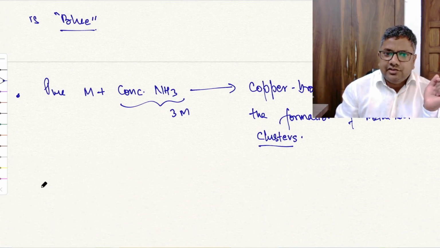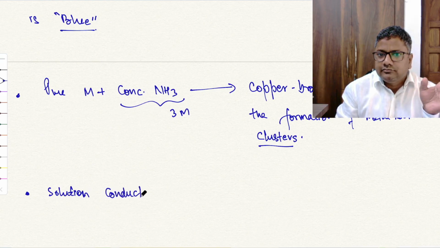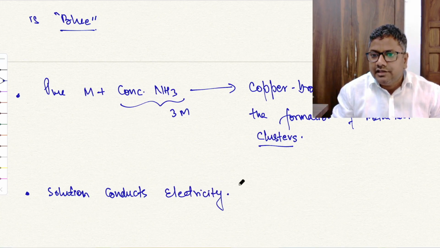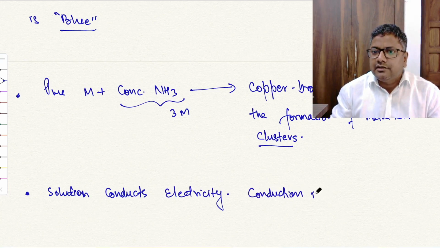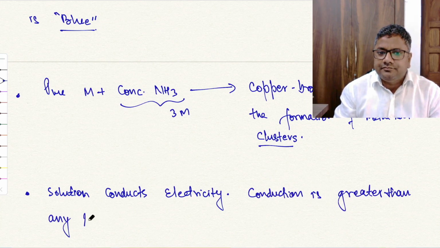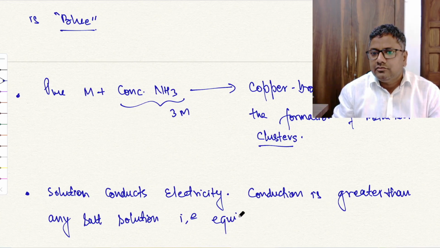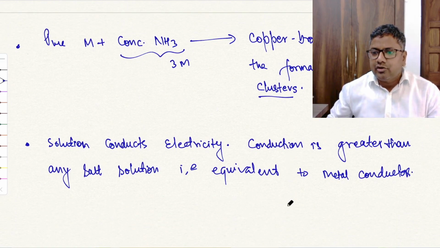What other properties change due to this solvated electron? The solution conducts electricity, and the conduction is even greater than any salt solution. That is equivalent to metal conductors.